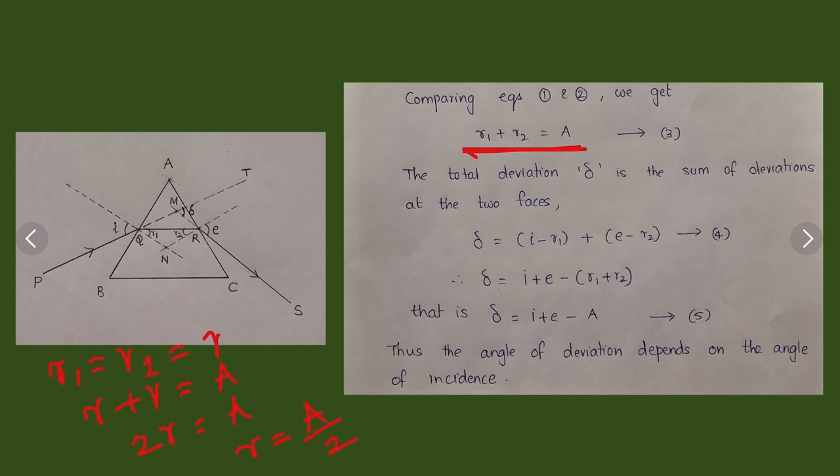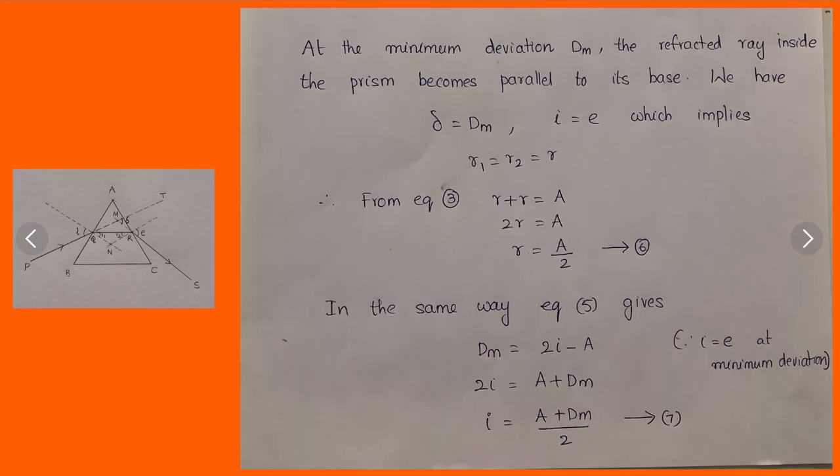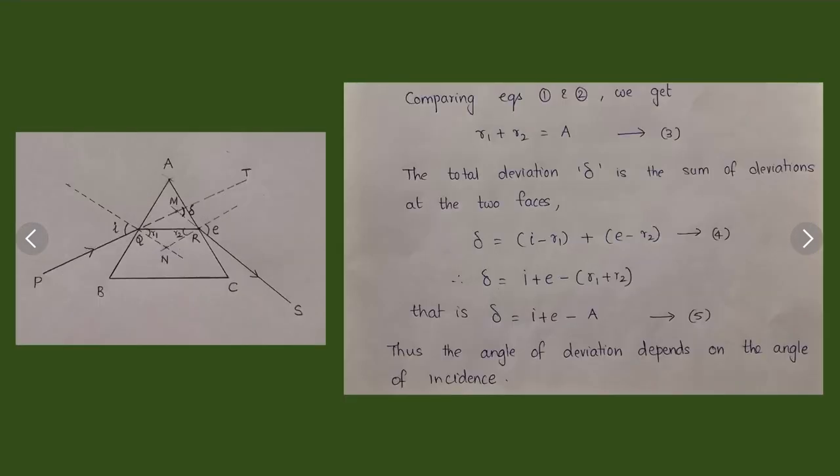Okay, so I will clear this writing and go back to that place. Now, this is what we were seeing. R1 is equal to R2 is equal to R. Then R plus R is equal to A, 2R is equal to A, R is equal to A by 2. Let it be equation number 6. Then, in the same way, equation 5 gives... What is equation number 5? Let's go back. This is equation number 5: delta is equal to I plus E minus A.